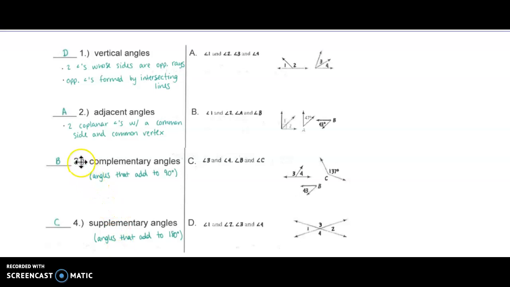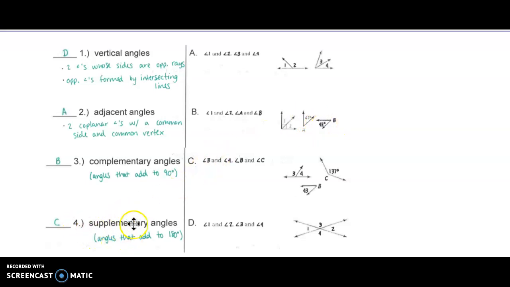3 and 4 are ones that might sound familiar from earlier years when you learned about angles. Remember, complementary angles are angles that add to 90, and then supplementary are angles that add up to 180. Okay, and you got to know that. And so here, this matches up with B, right? Angle 1 and angle 2, because angle 1 and angle 2 add up to 90 degrees here, right? And here, angles A and B, when you add those up, they're 90 degrees, right?